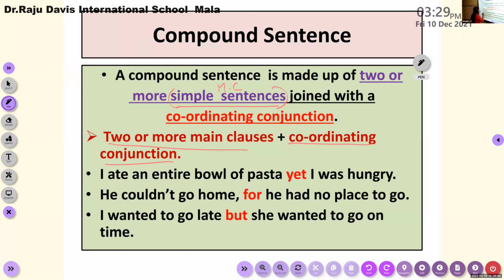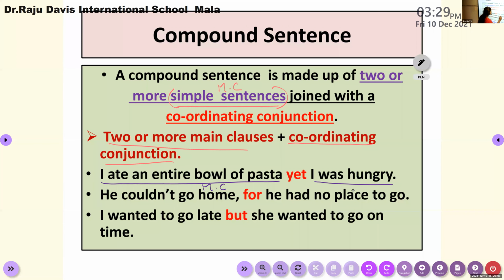So here, I ate an entire bowl of pasta is a main clause because it can stand by itself. I was hungry is yet another main clause. So two main clauses can be connected with each other using a coordinating conjunction. Such a sentence is called a compound sentence in English grammar. Now look at the second sentence.